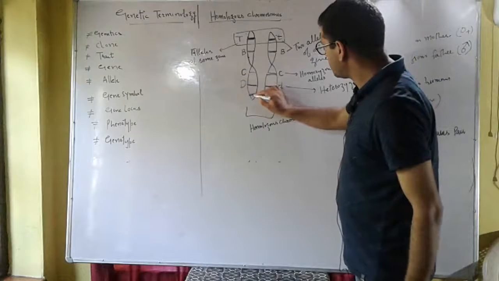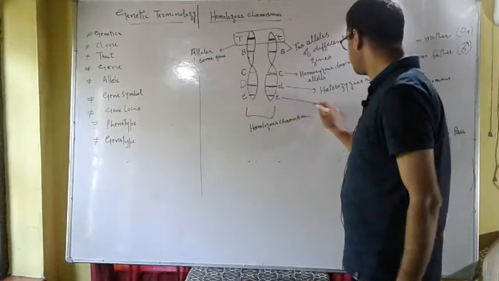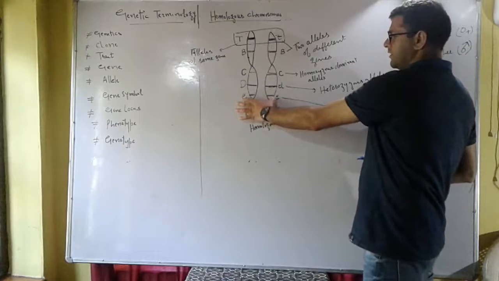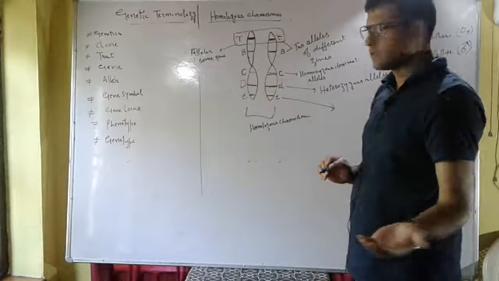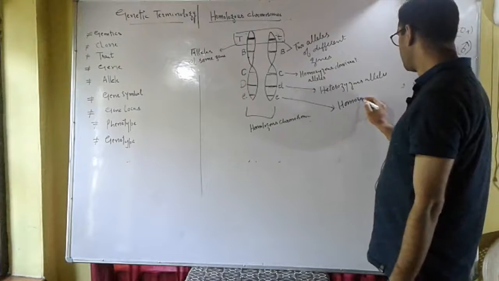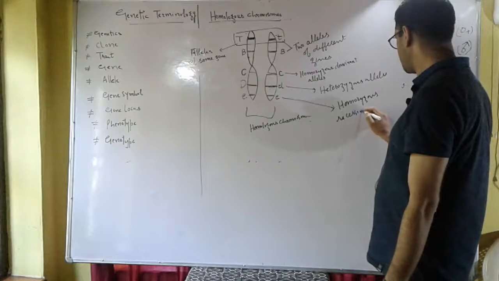Now we can also show this is small e. These two alleles of a gene are similar, so they are homozygous, but they are recessive. So it is called homozygous recessive alleles.